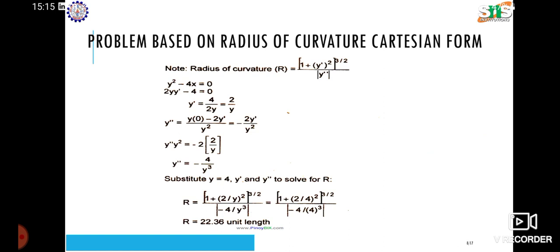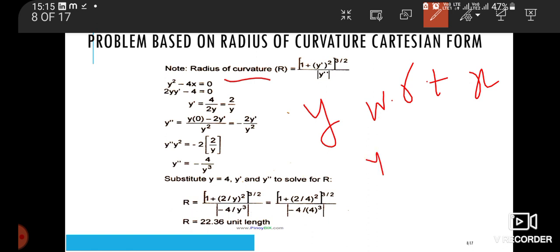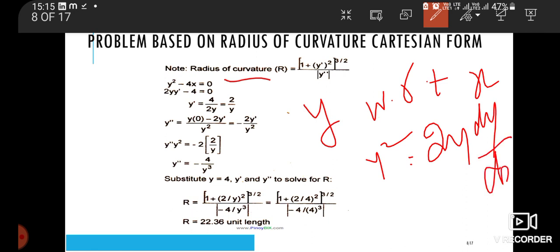First of all, I am going to take this equation, y square minus 4x. For this equation, I am going to find the radius of curvature. So we have to differentiate the equation with respect to x. Here we have y square. The differentiation of y square is 2y into dy by dx. So I am writing 2y y dash minus 4 equal to 0. Then I can simplify: y dash equal to 2 by y. In the same way we can find y double dash from this y dash.